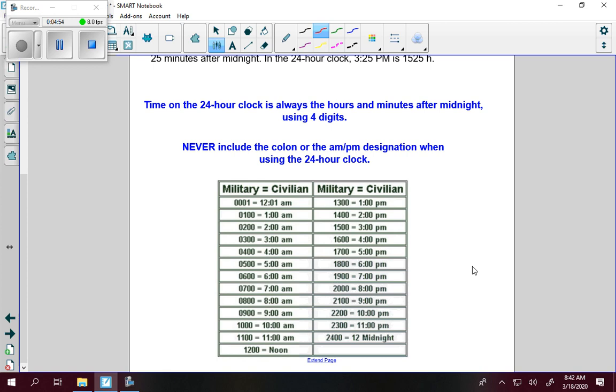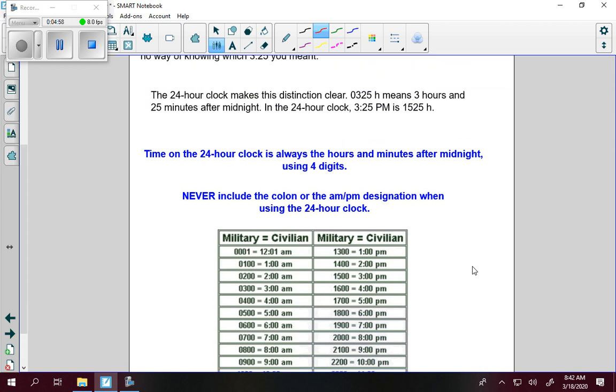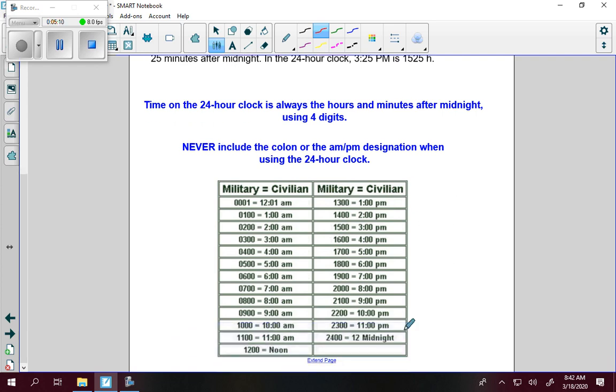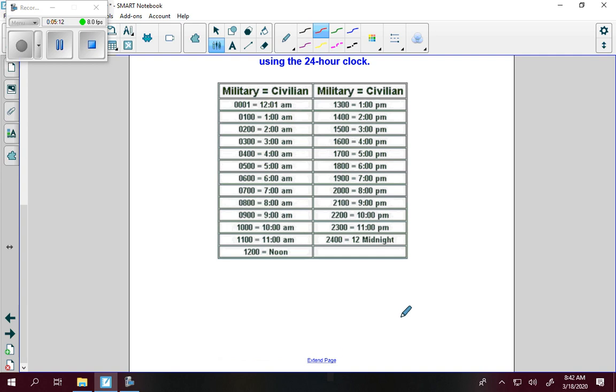Never include a colon or the AM/PM designation when using the 24-hour clock. If you notice this, 3:25 has it, and this 0325 does not have it because it's military time, and this 1525 does not have it either, so we're going to look for the label, and that was then PM. So there's military time versus civilian time. The only difference here is when it's midnight, it's actually 0000.